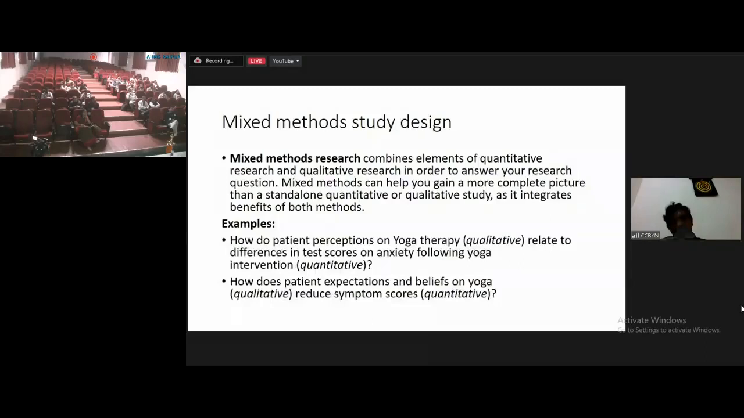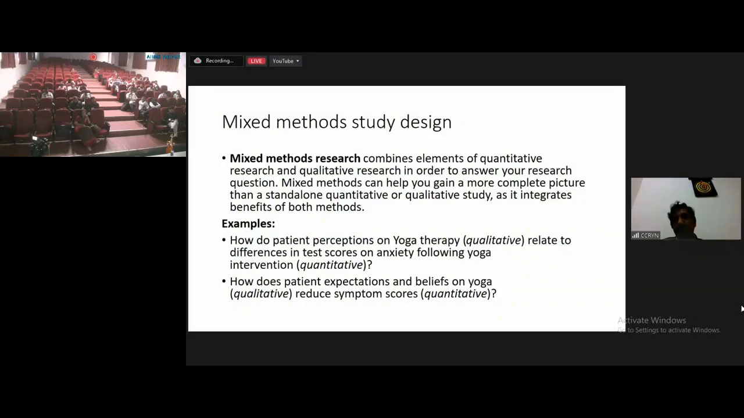Again, this is all about qualitative research. You do have qualitative research mixed with quantitative data as well, which is mixed method research. For example, if I ask the question, how do patient perceptions of yoga therapy relate to differences in test scores on anxiety following a yoga intervention? I need to look at baseline patient perceptions of yoga. I want to collect the data qualitatively, and see how much this qualitative data influences the anxiety scores, the quantitative analysis, using Spielberger's State-Trait Anxiety Inventory or the Hospital Anxiety and Depression Scale.